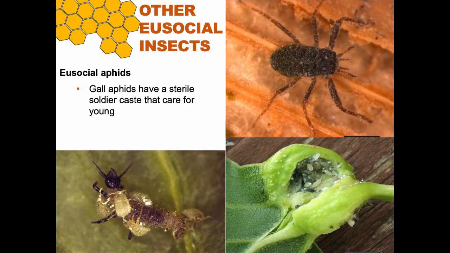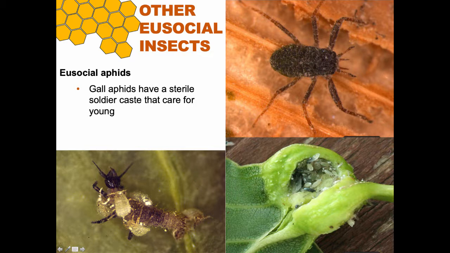So with that, I wanted to point out that I've said that there are only really eusocial hymenoptera and isoptera. That being said, there are some cases of eusociality in other insects that are very uncommon. There are actually some eusocial aphids that I've discovered. These guys are gall aphids.